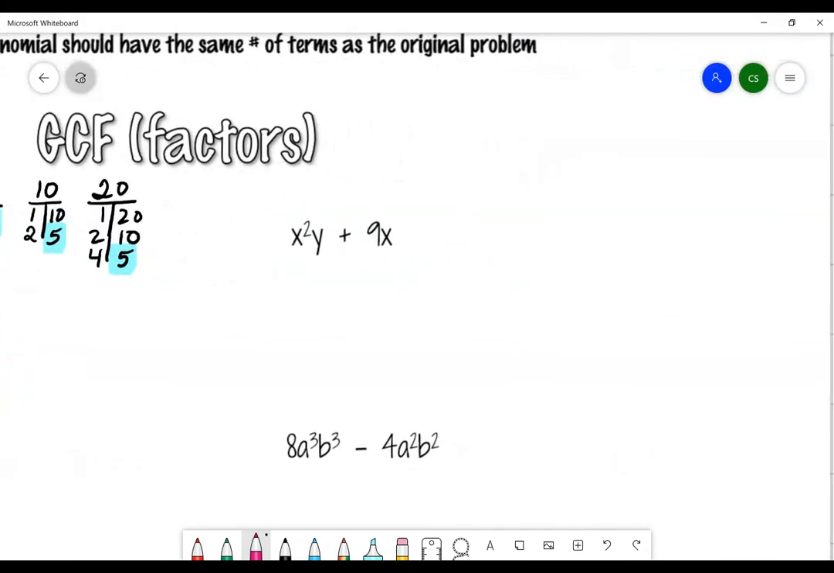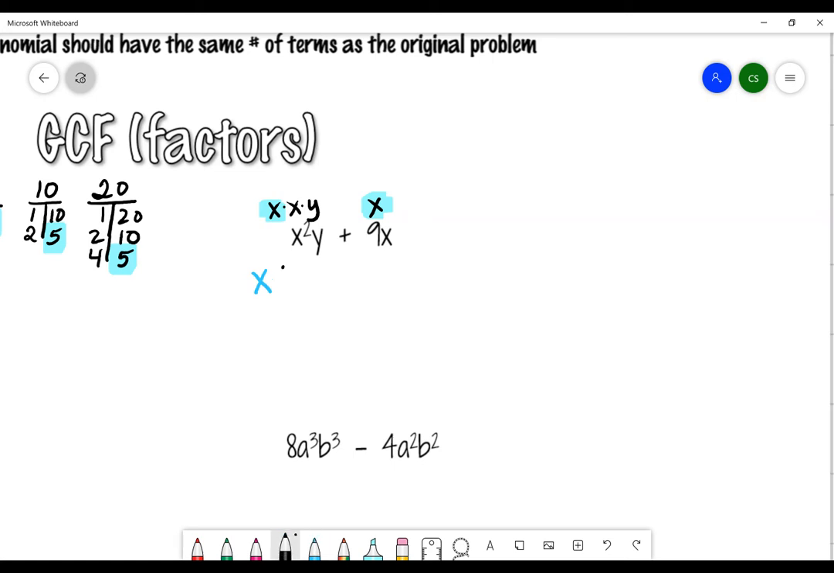All right, what about some variables? X squared y plus 9x. So I'm going to look at the numbers first. They don't have any numbers in common. Well, what about variables? Well, this first term has 2 x's and 1 y, and the 9x only has 1x. So how many variables do they share? They only share 1x. So I can factor out that 1x.